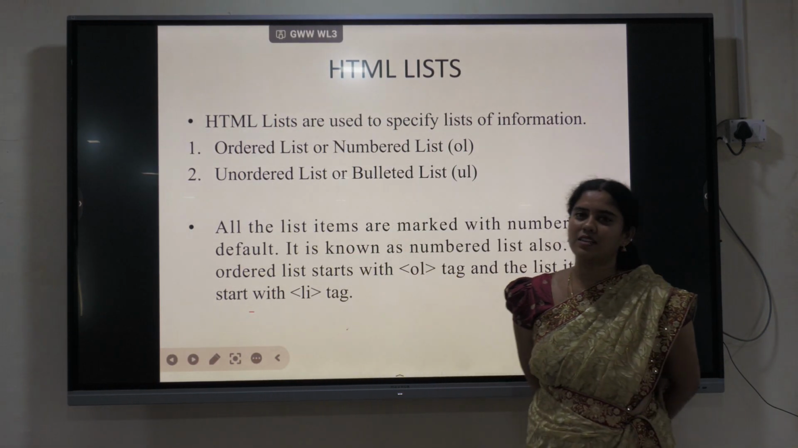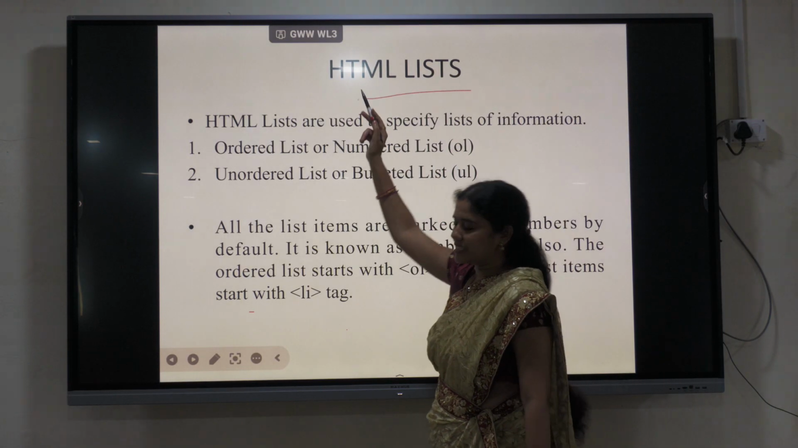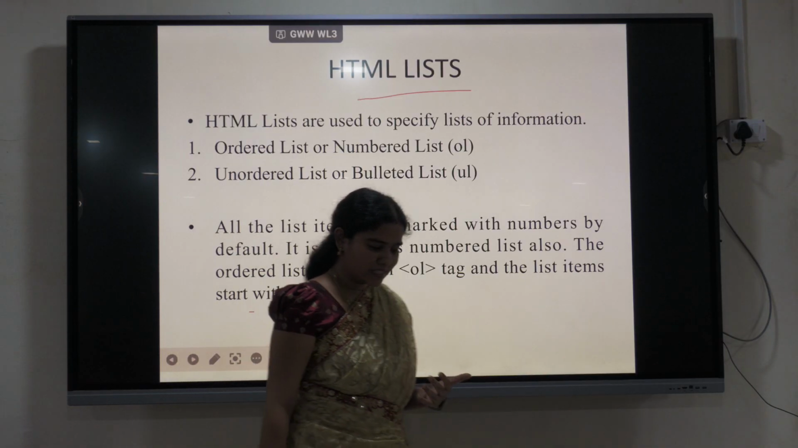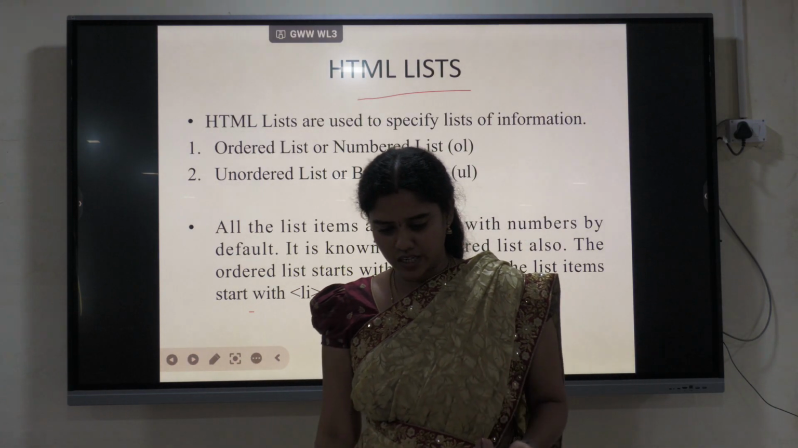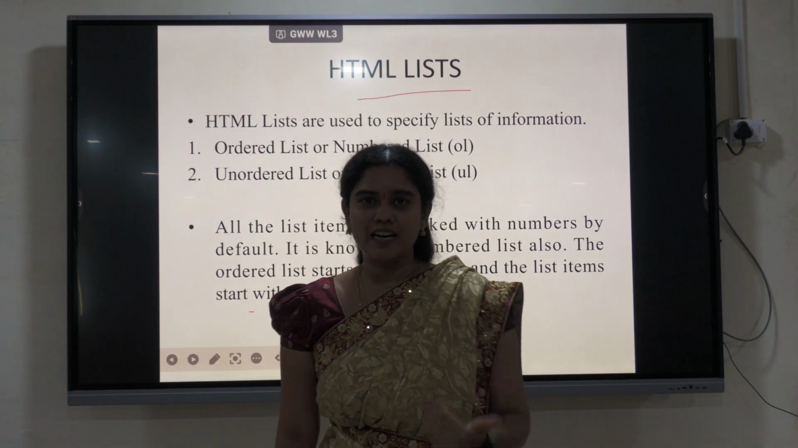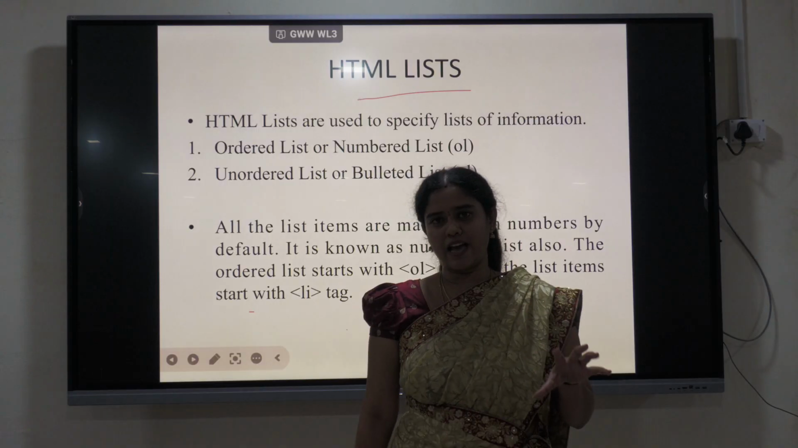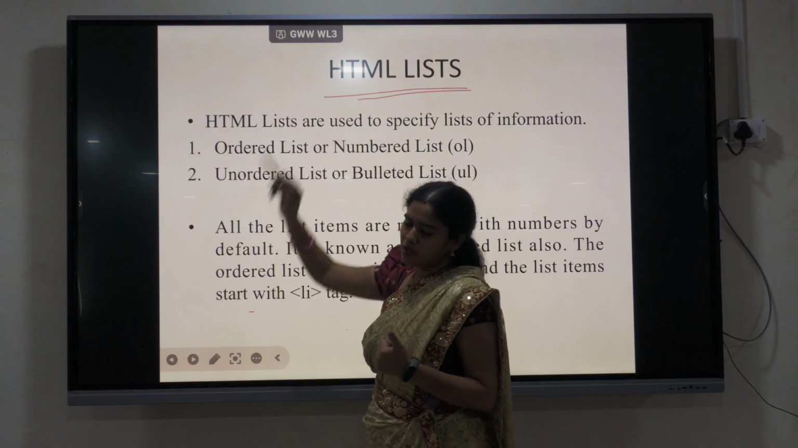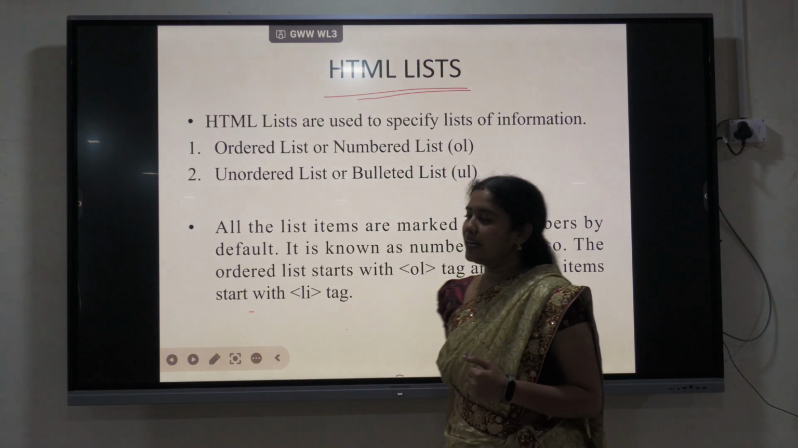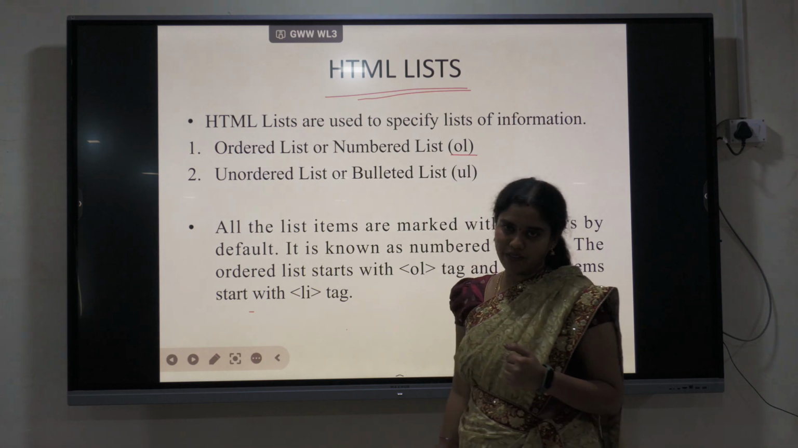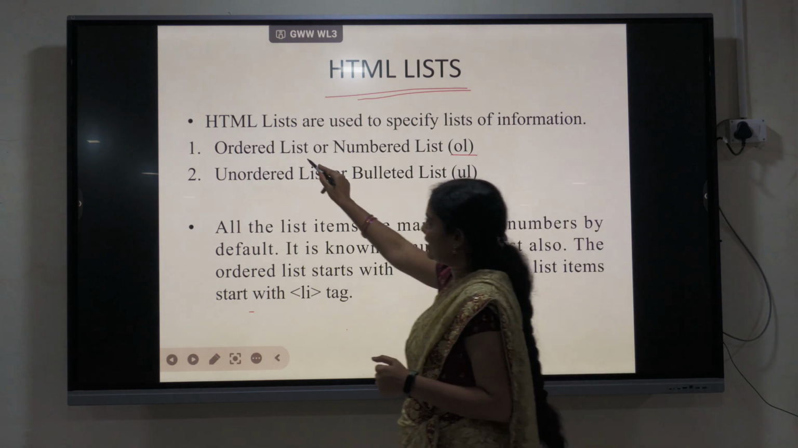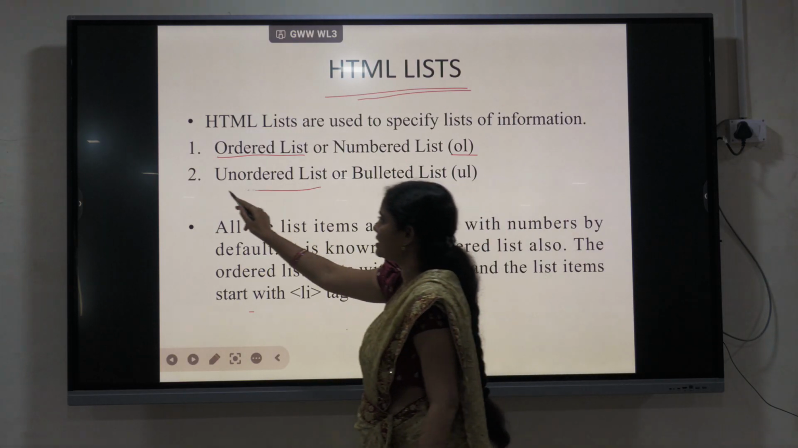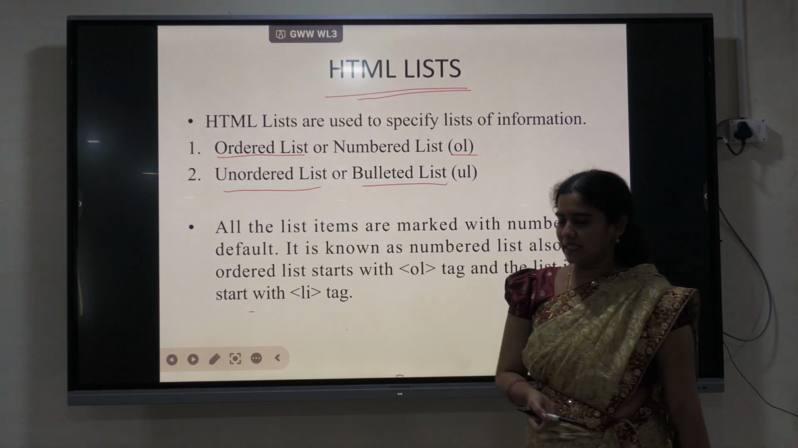In the previous class we discussed, we are left at this concept called HTML lists. Now what are these lists? If we wanted to make a kind of list of the data that we have, we usually use these HTML lists. There are two types of lists majorly we go with. One is the ordered list, which is also termed as numbered list, and the second one is the unordered list, which is also termed as bulleted list.